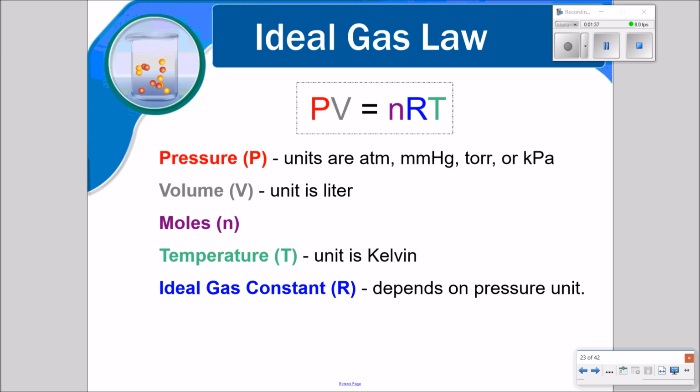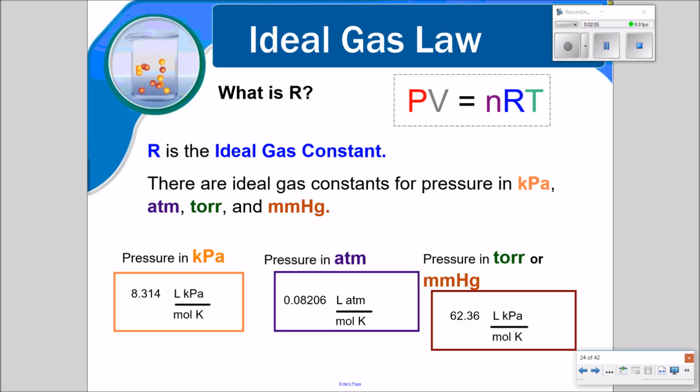So just to recap, pressure is notated by the P. The units are going to be atmospheres, millimeters of mercury, torr, or kilopascals, and you know how to convert between all of those. Volume is going to be the V, and the unit is going to be liters. Moles is going to be N. Temperature is always in Kelvin. And then the ideal gas constant is going to be R, and that's the new piece here. And this is going to depend on the pressure unit. So we have several different pressure units. Our value for R is going to depend on which one you're using in this particular problem.